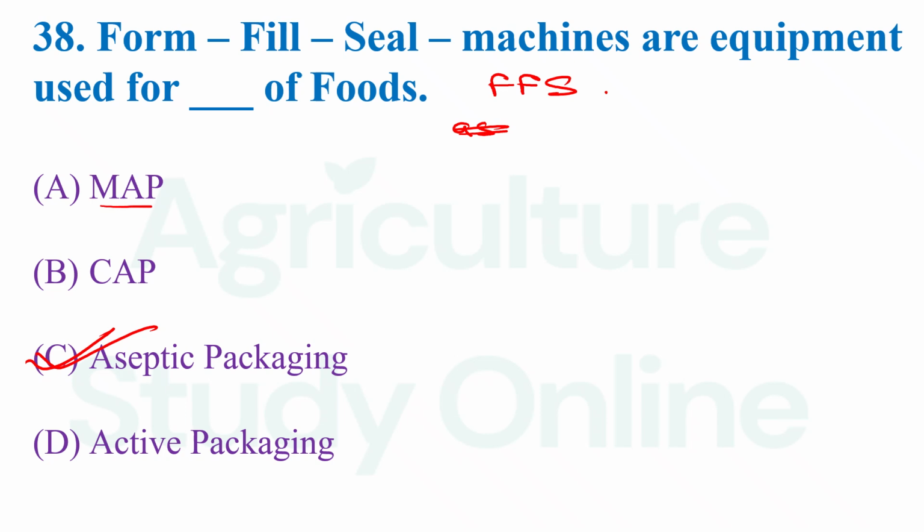Whereas MAP, that is modified atmospheric packaging, involves gas flushing. CAP, that is controlled atmospheric packaging, is for storage methods. And active packaging is packaging that interacts with the food. So correct option is option number C, aseptic packaging.